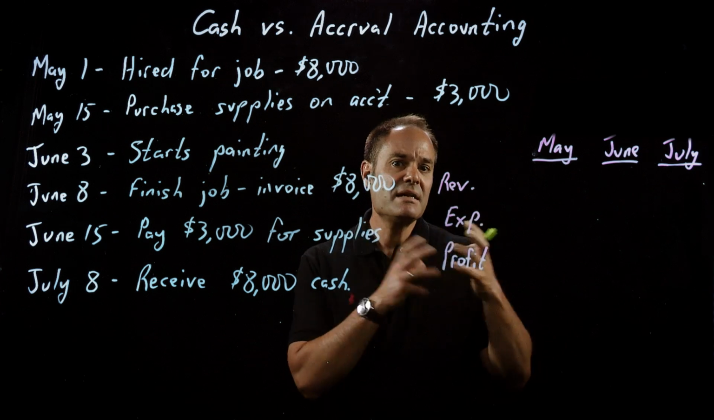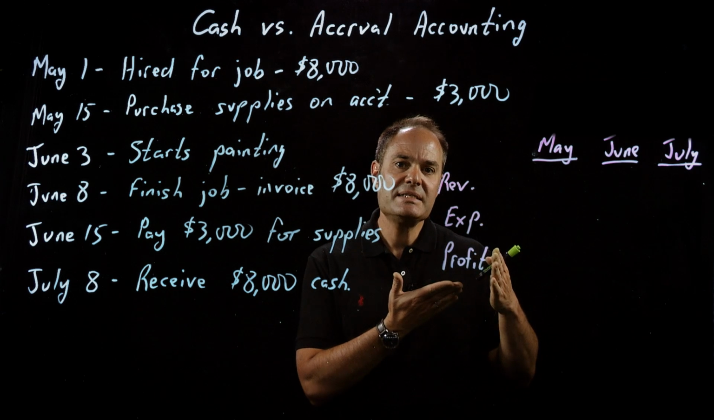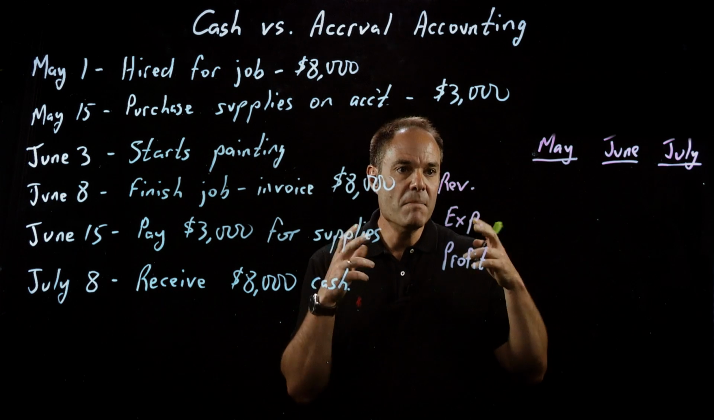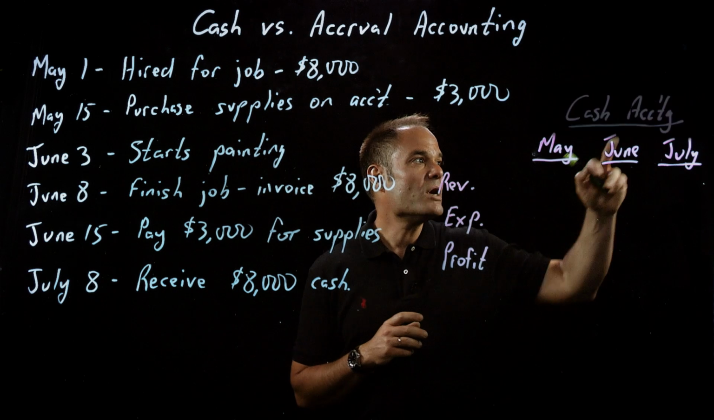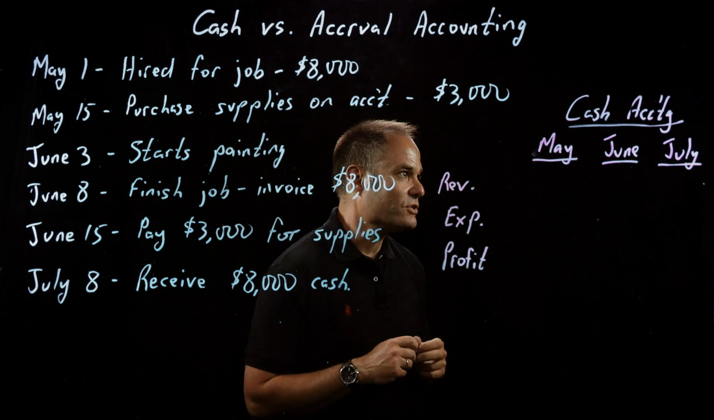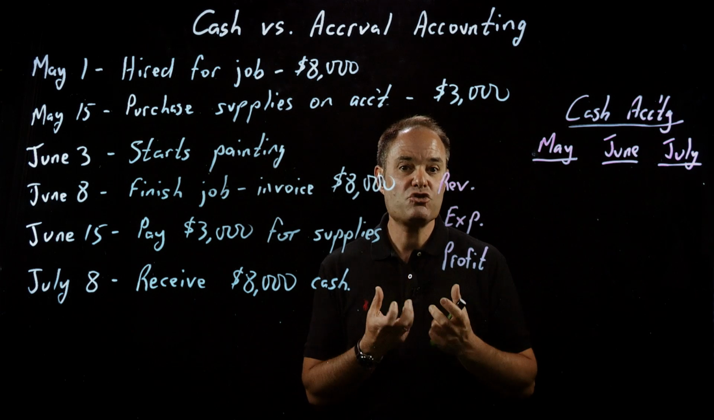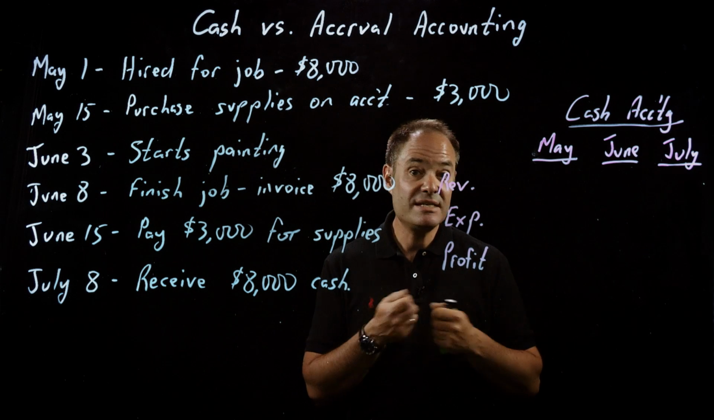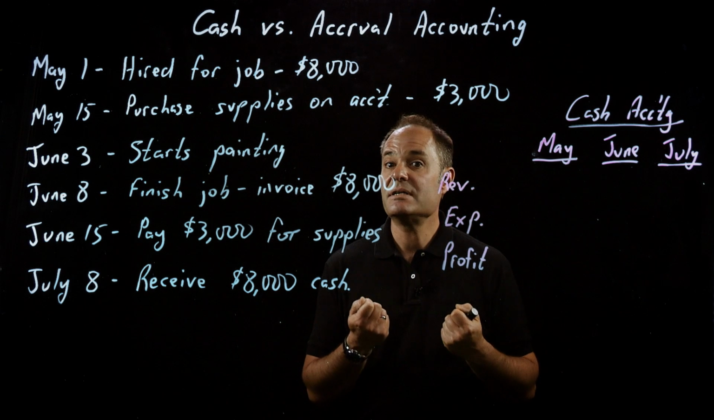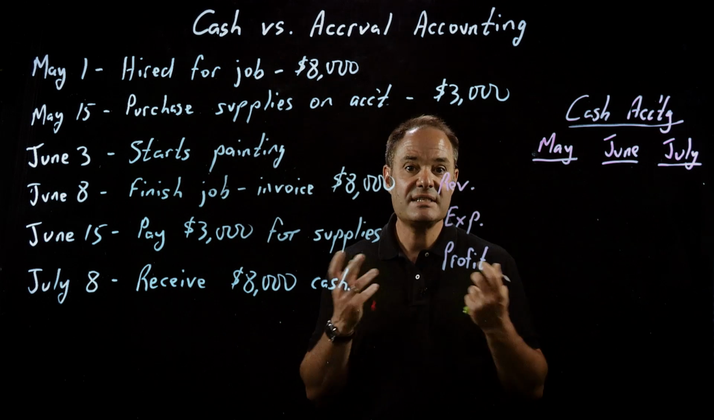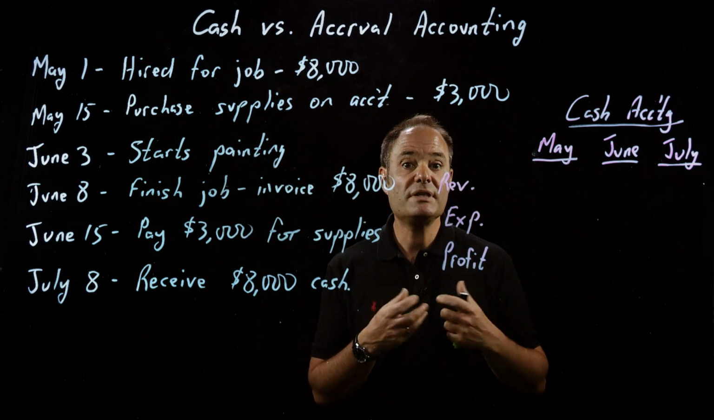And we're interested in what happened on a month-to-month basis in this case. So we're going to look at monthly financial statements. Well, let's look at cash accounting first. The premise of cash accounting is we only record cash transactions. So if cash didn't change hands, nothing happened.